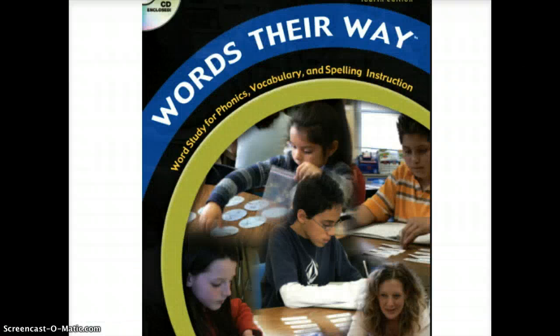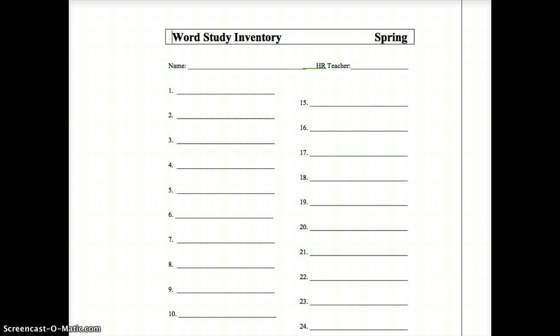Okay, so you're just getting started using words their way. If you look in the back of this book, you'll find two lists for word study inventories. One's called the primary and one's called the upper. I would recommend that you do both to see the most information about how your kids are spelling in their orthographic development.